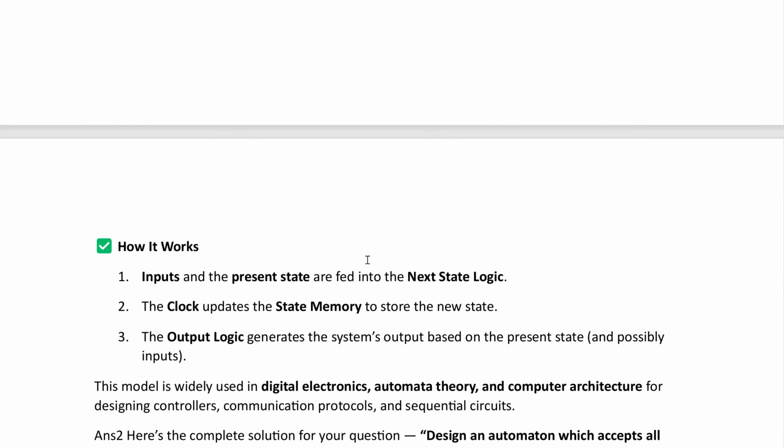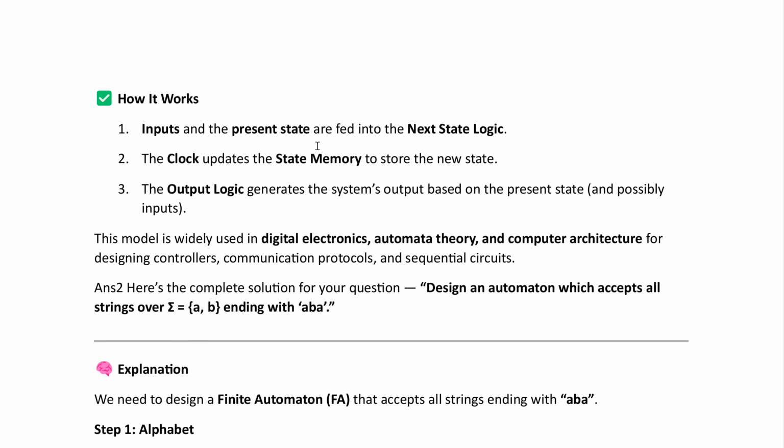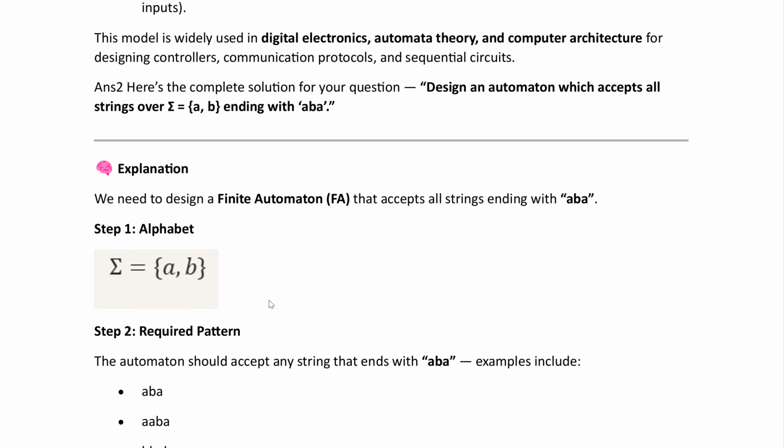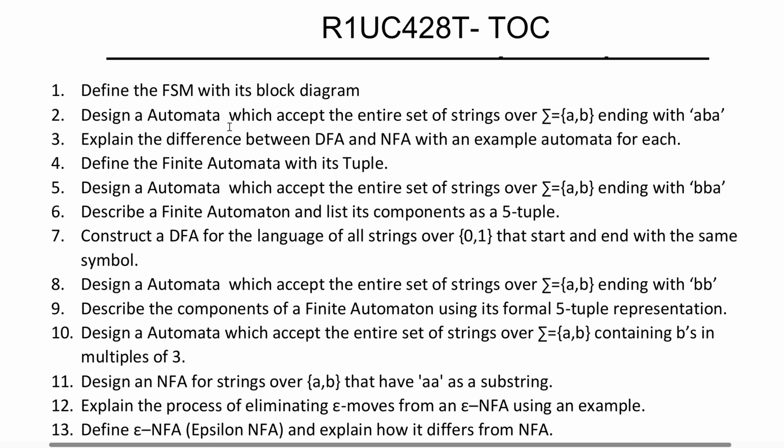This is the block diagram which I have already explained. So how it works: inputs and the present state are fed into the next state logic. The clock updates the state memory to store the new state. The output logic generates the system's output based on the present state and possibly the inputs, which is the distinction between Mealy and Moore machine. This model is widely used in digital electronics, automata theory, and computer architecture for designing controllers, communication protocols, and sequential circuits. So now we jump to the second question.